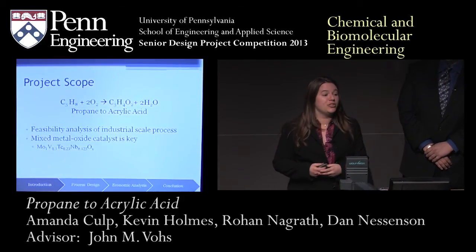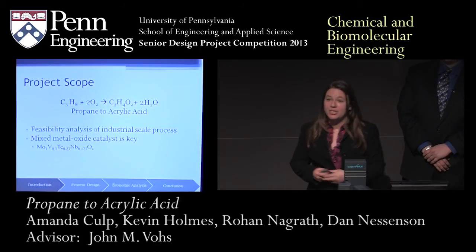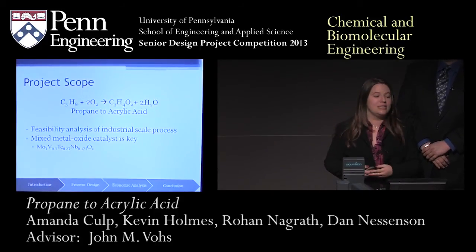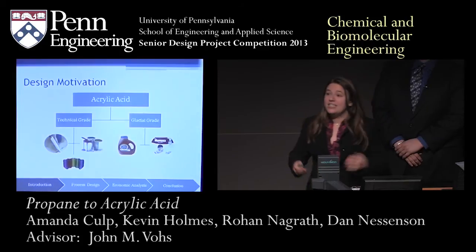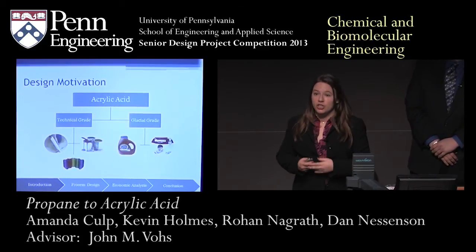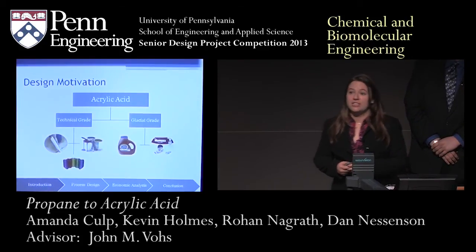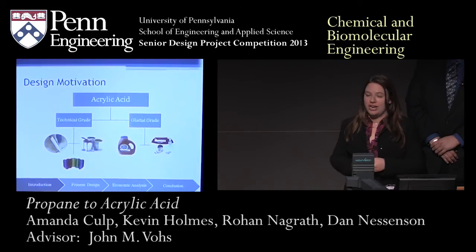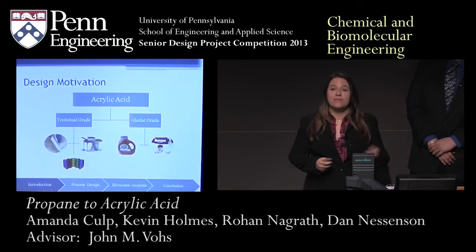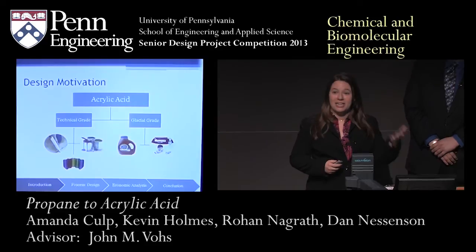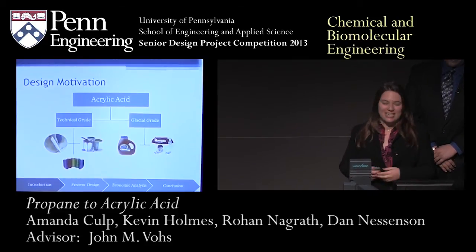We've determined that this manufacturing process is in fact profitable as proposed. Now let me tell you a little bit more about why it's important. Acrylic acid is used in a variety of consumer and industrial goods. There are two commercially available grades of acrylic acid, technical and glacial grade. Technical grade is approximately 94% purity by mass and is used in paints, textiles, sealants, and adhesives.